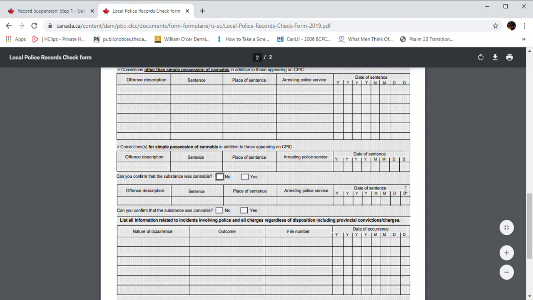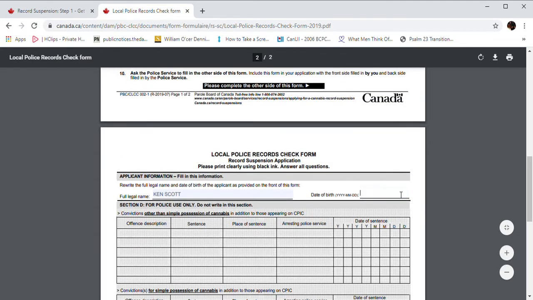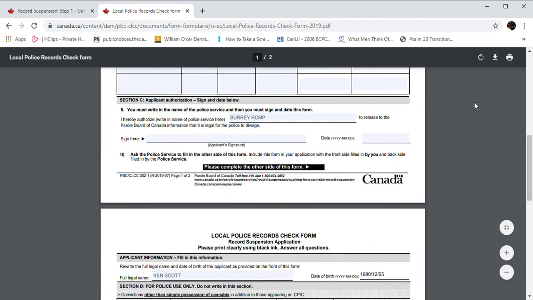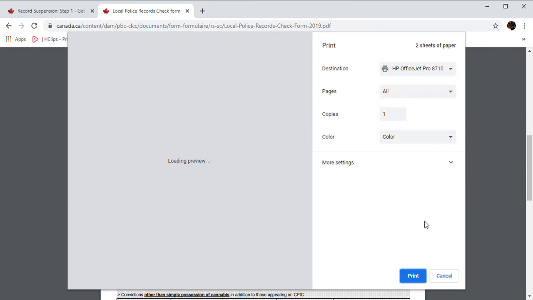And I said, oh man, I said 1980, 12/25. Okay, so just imagine this is done completely, which it is. You ignore the shaded areas. That's for the police to fill in. And we would hit print. Then I hit print here.